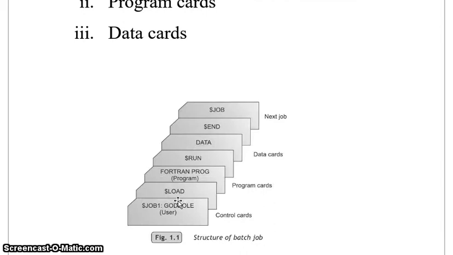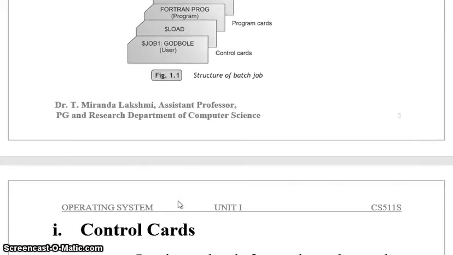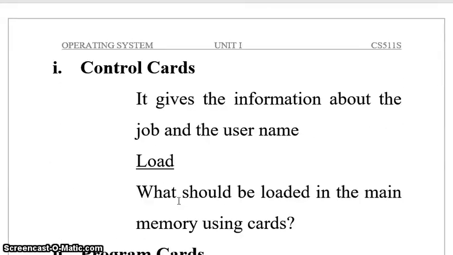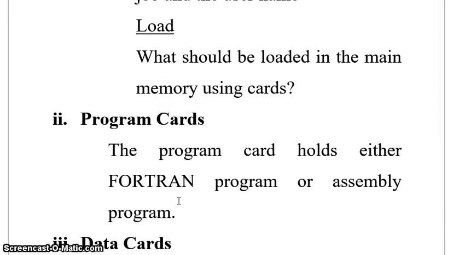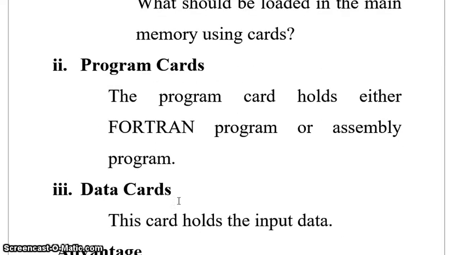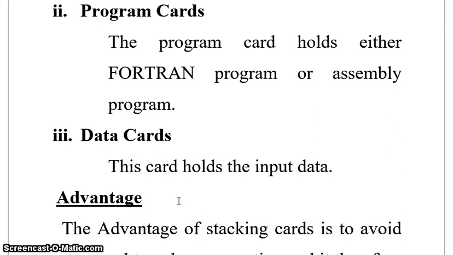So what is the purpose of the control cards? The control cards give the information about the job and the username, and they also give what should be loaded in the main memory. Next, the program cards hold either a Fortran language program or an assembly language program. The data card holds the input data.